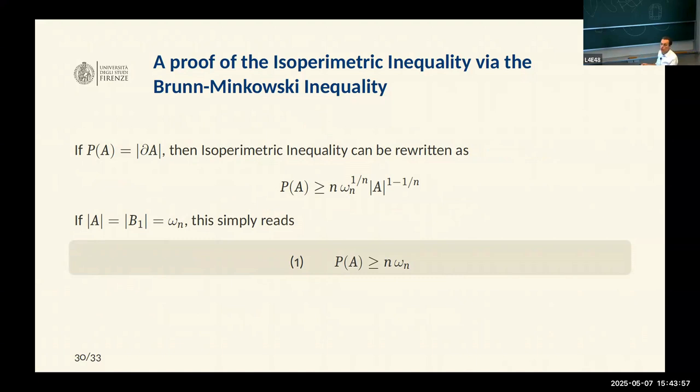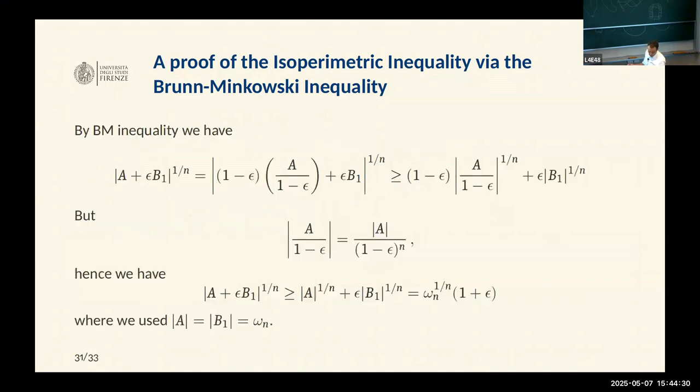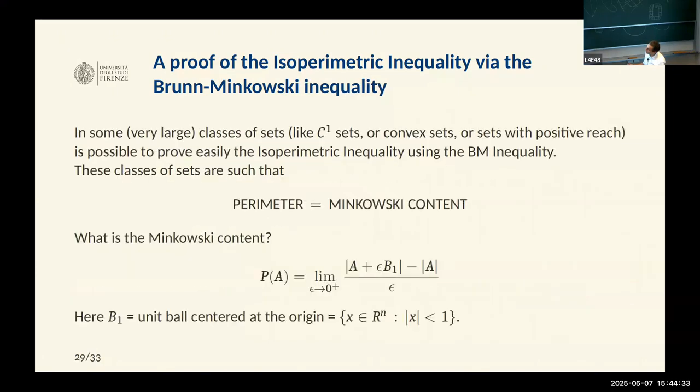As I told you, you can fix the volume, then take all the sets with the same volume as the unit ball, which in the plane is pi. Then this simply reads Wn to power 1 minus 1 over n, then something cancels, and this is what you have, which is telling you that the perimeter is always greater or equal than the perimeter of the ball. This is just the perimeter of the ball.